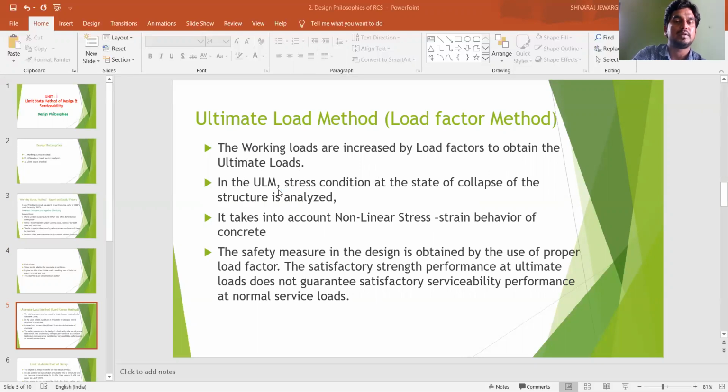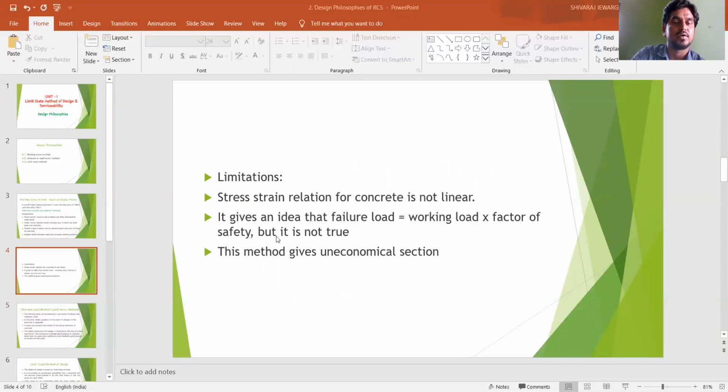Again, in the ultimate load method, the stress distribution at the state of collapse of the structure is analyzed. Means for the loads only, he has considered for the analysis. And also it takes into account the non-linear stress-strain behavior of concrete. As we have seen the drawback of the working stress method, that is linear, not non-linear.